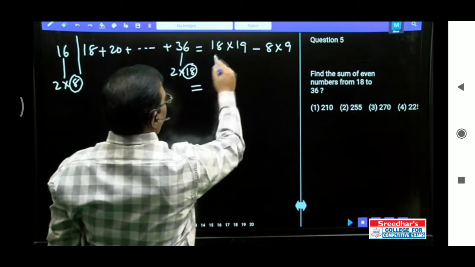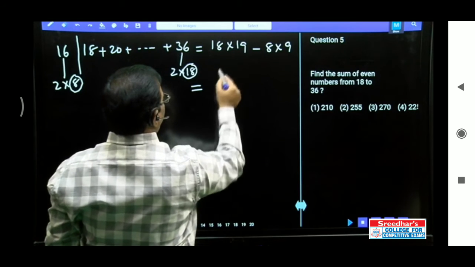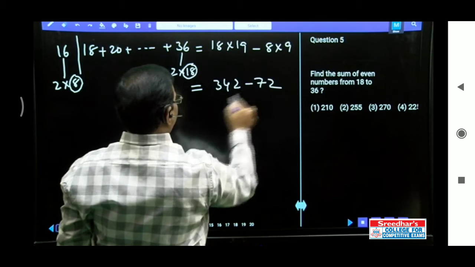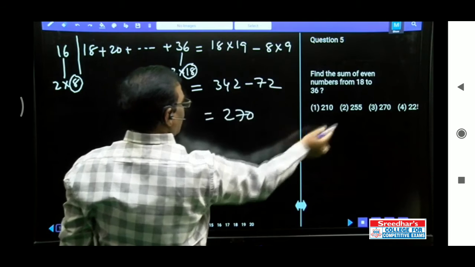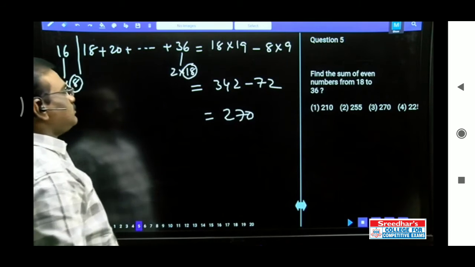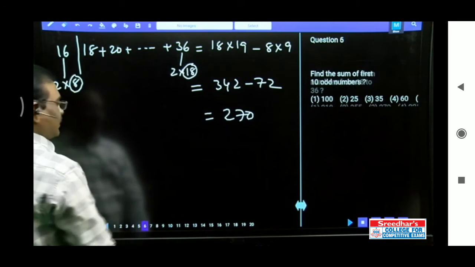18 into 20 are 360. 360 లో 18 తీసేస్తే 342. Hmm, 342 that is 270. Therefore the answer is third option. Next, sixth one.